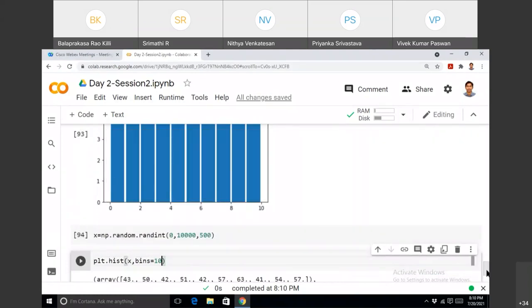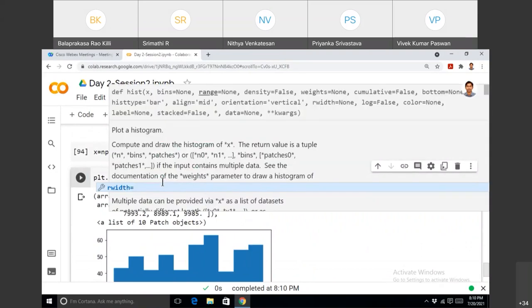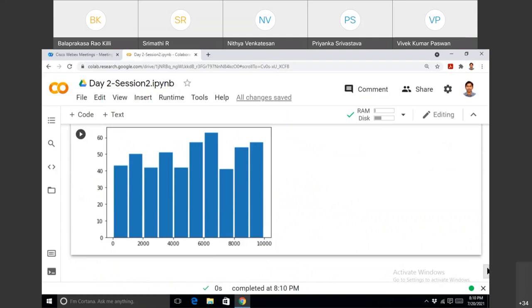You see, this is the output. Okay, now let me give rwidth, then it will look good. Rwidth is 0.9. Can you see this histogram? Now it clearly indicates the frequency of each and every bin.